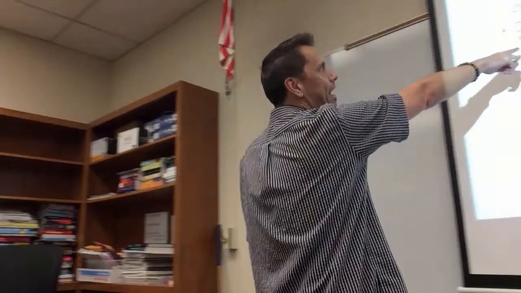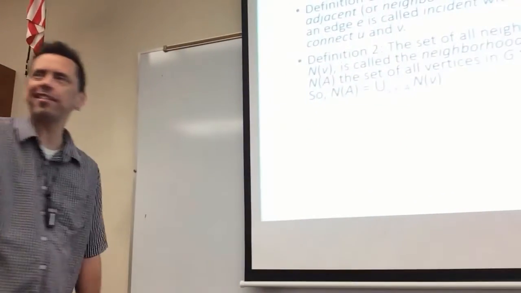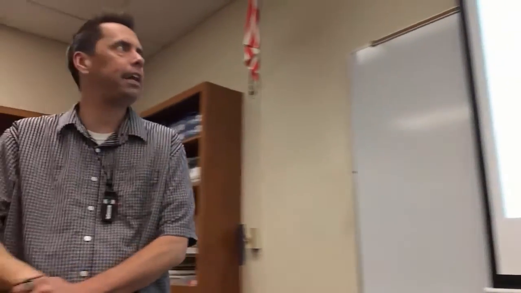All right. So vertices can be adjacent to each other. An edge can be incident with a vertex. An edge connects vertices. All nice logical terms for those. The set of all neighbors of a vertex V is denoted by N of V, so that's a set called the neighborhood of V. So N of V is just going to be all of those vertices that are adjacent to V.